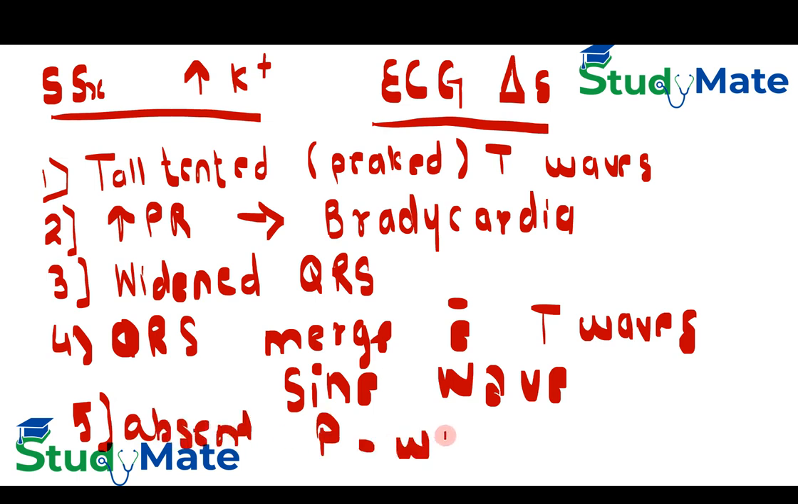This slide, the things that I have written are very important, and these have been asked multiple times in different MCQs. Tall tented T waves will be the first sign. Later on, if potassium increases more, there will be increased PR interval that will signify bradycardia. Then further increment will lead to widened QRS complex such that it may merge with T waves and produce sine waves. These are very important.